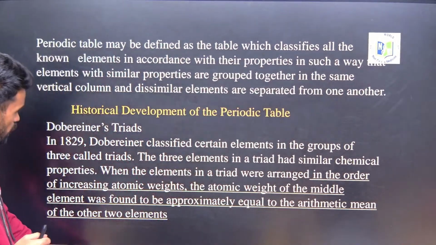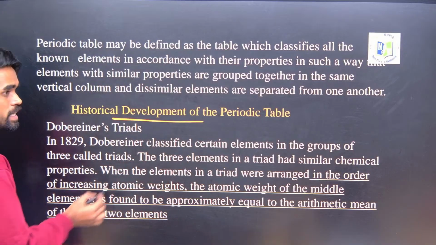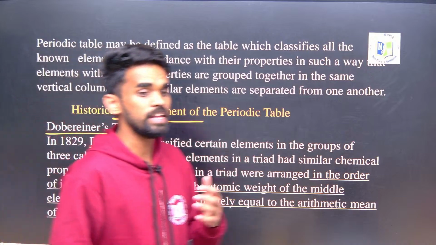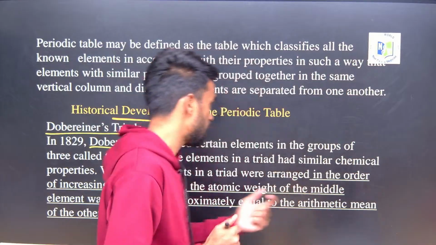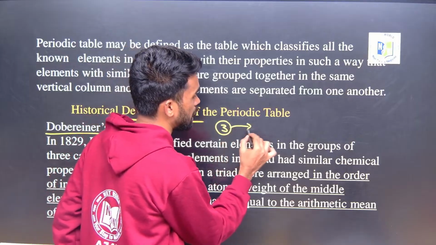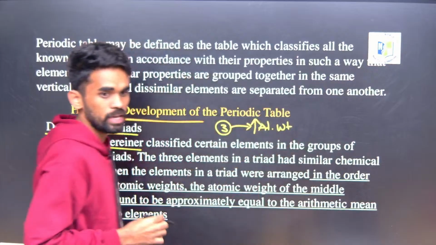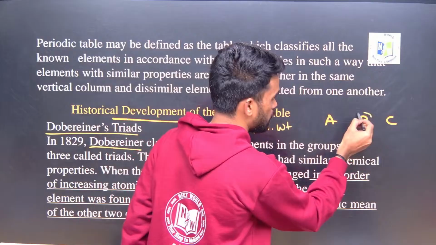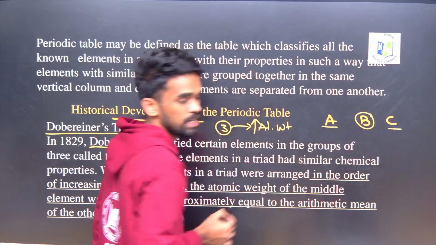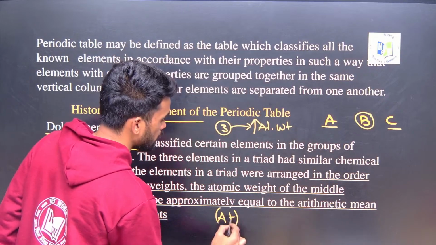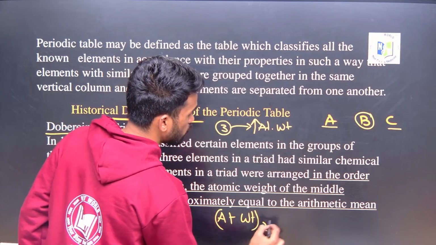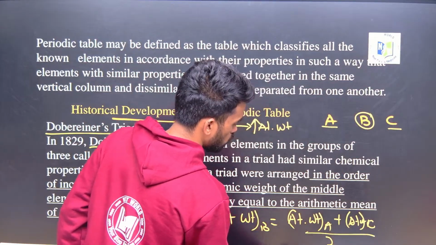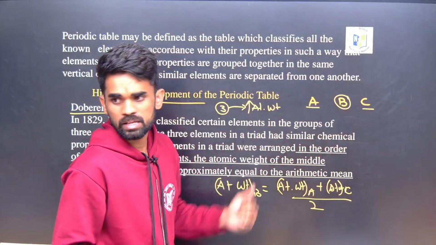So what is the first development for this periodic table? It is Dobereiner's triads. He classified the elements based on their atomic mass. He took a set of three elements and arranged them by increasing atomic weight. What he observed is, for example, A, B, C are three elements arranged by increasing atomic weight. The atomic weight of the middle element will be the average of the first and third elements. So the atomic weight of B is the atomic weight of A plus the atomic weight of C, divided by 2. The average of the first and third elements equals the second element. This is the simplest way.